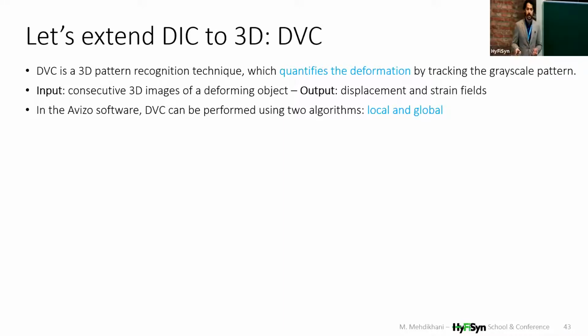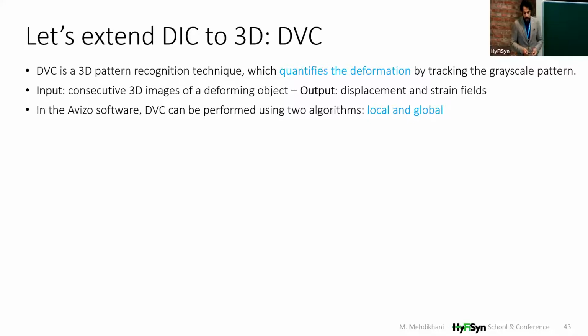If you have this type of pattern inside your material, thanks to the inherent texture, that's good, you are lucky. If not, then you have to somehow introduce a 3D speckle pattern inside your material, and that's not always straightforward. And on the other hand, it can influence the mechanical properties that you are going to even evaluate during your test.